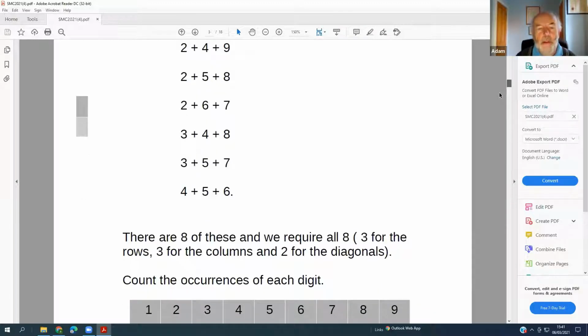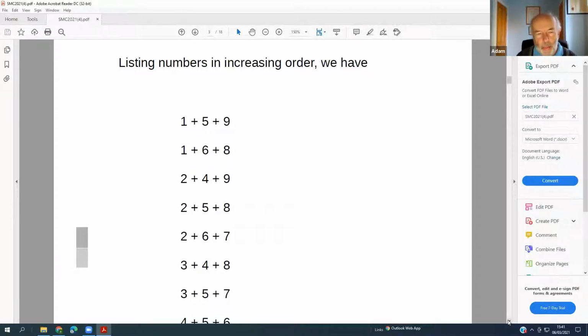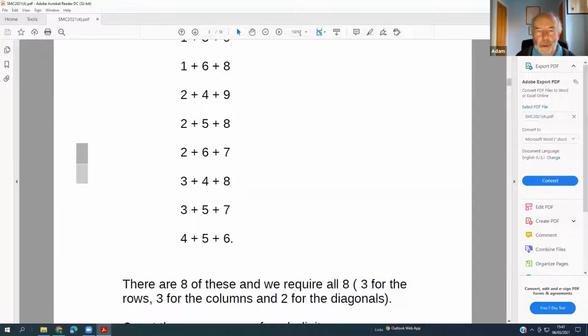So let us now count the number of times that each of the digits 1 to 9 appears in these sets here. So we have the number 1, just a little bit.